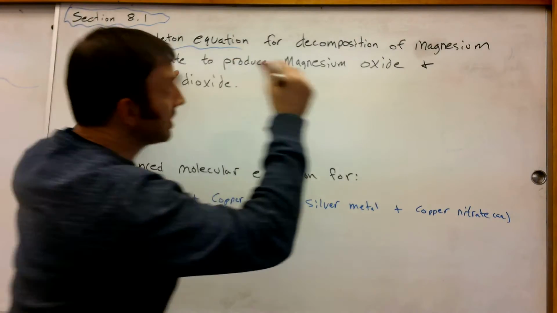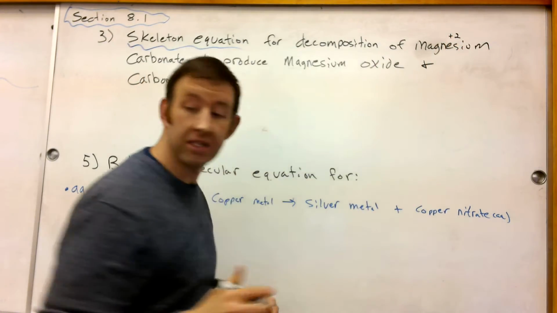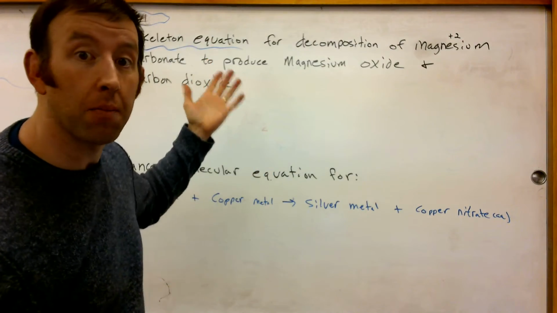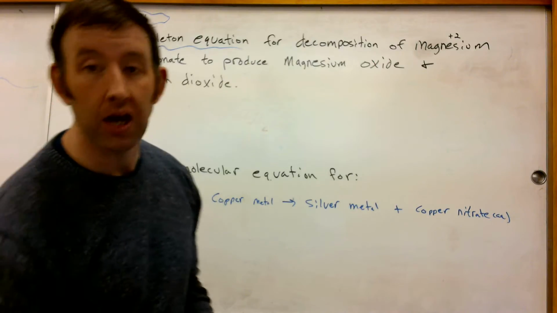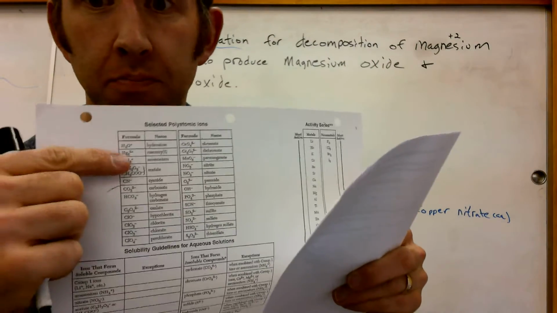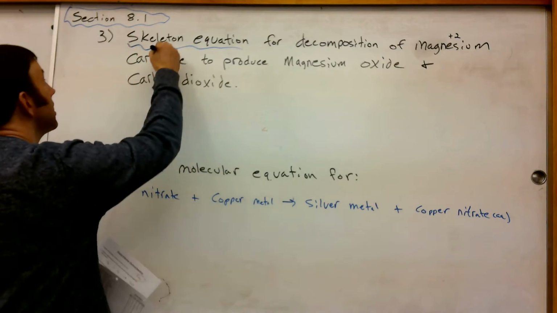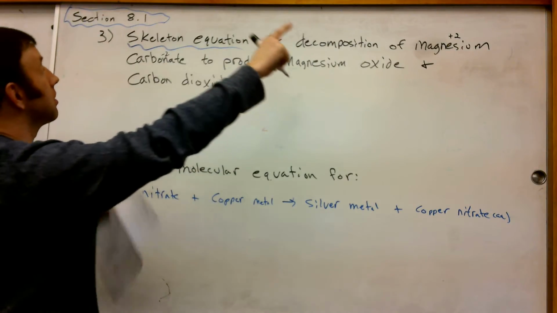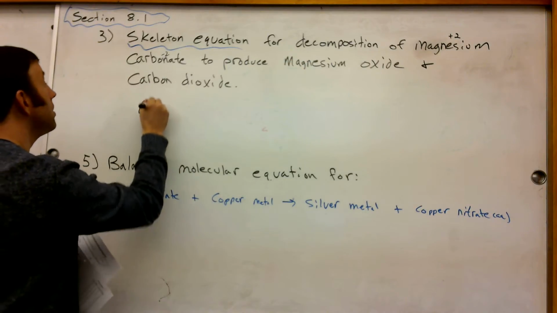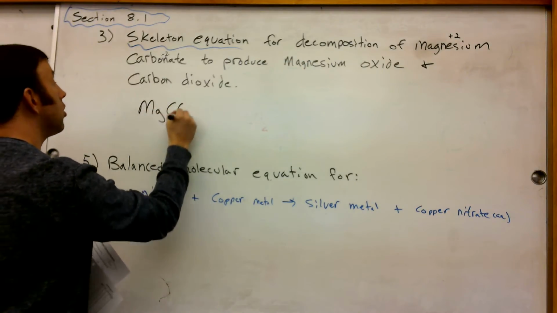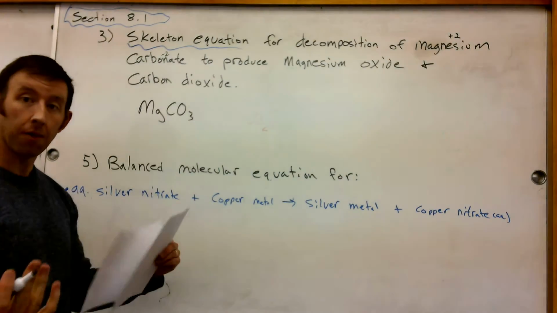So magnesium, as we know from the periodic table, is a +2 when it's an ion, part of an ionic compound. Carbonate, the ATE, tells you to go to your list of polyatomic ions. We're going to find that CO3, and we find that it is a -2. So my formula, because they're both 2s, is just going to be MgCO3. All right, so that is magnesium carbonate.